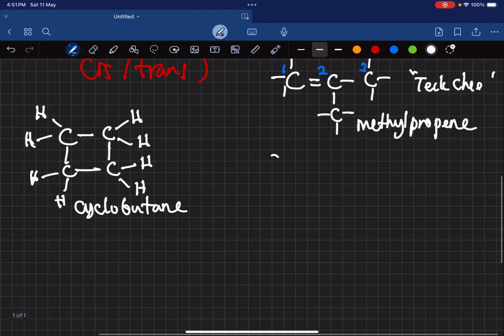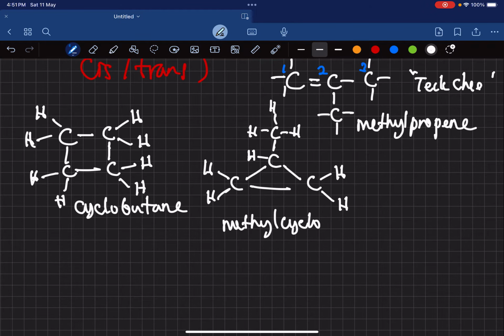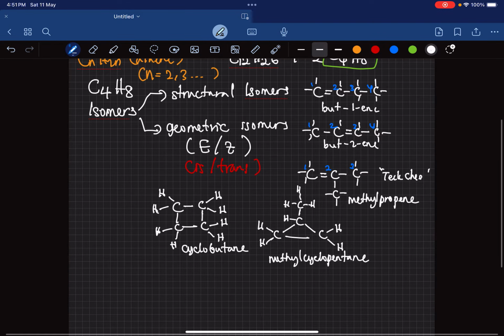Then we can go crazy and draw this now. Make sure all carbons have 4 bonds. And then we can put another CH3 here, again making sure each carbon has 4 bonds. There we go. So this becomes methyl cyclopentane. You don't need to know the name. So here you go. These are all the different structural isomers for this compound.